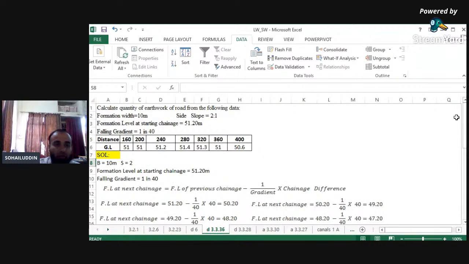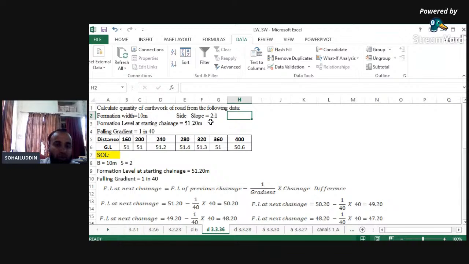Calculate the quantity of earthwork of a road from the following data. Formation width is 10 meters. Side slope is 2:1. Here, side slope in case of cutting and filling, both have been given as 2:1. In the last problem, cutting was different and filling was different. But in this problem, both side slopes have been given as 2:1. So there is no separation of side slope. For both cases, side slope is the same, 2:1.